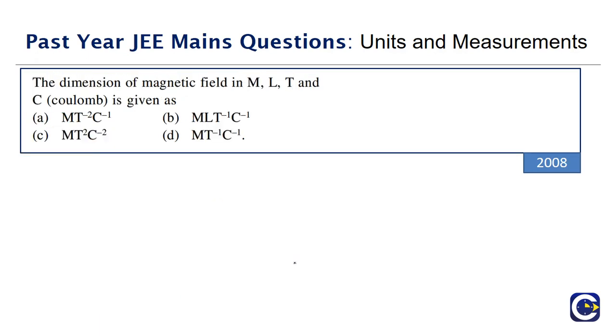Now we look at a question that has come in 2008. So the dimensions of magnetic field in M, L, P and Coulomb. So here we are trying to express the dimensions of magnetic field not in terms of the dimensions of the fundamental physical quantities, but we are trying to also include Coulomb, which is not a fundamental physical quantity.